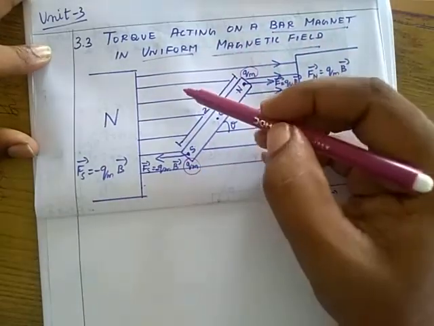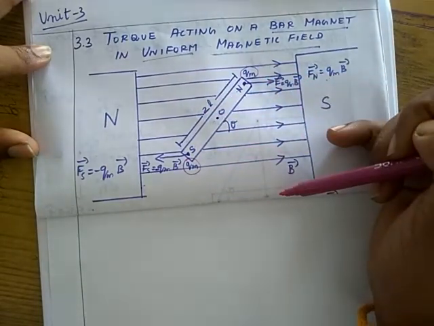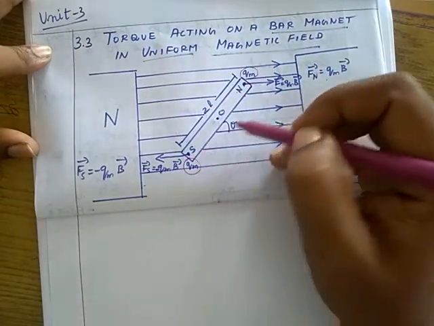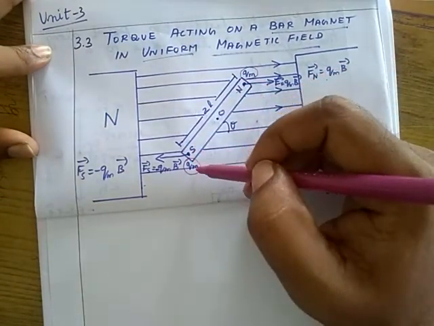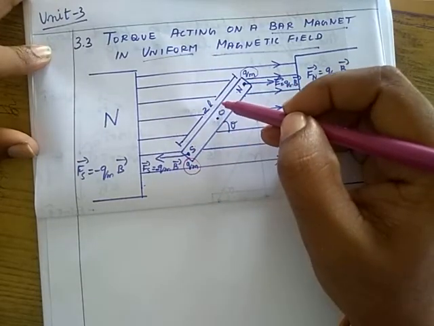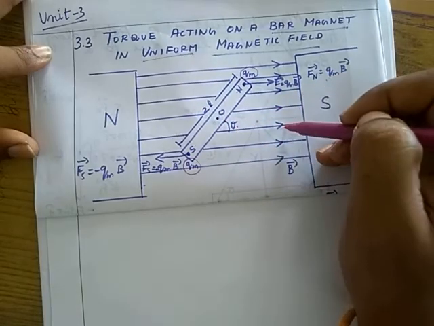Here I consider a uniform magnetic field as equally spaced parallel lines. In this situation I placed a bar magnet having the pole strength Qm. Then the magnetic length is 2L. This magnet is placed at an angle theta with the magnetic field B.